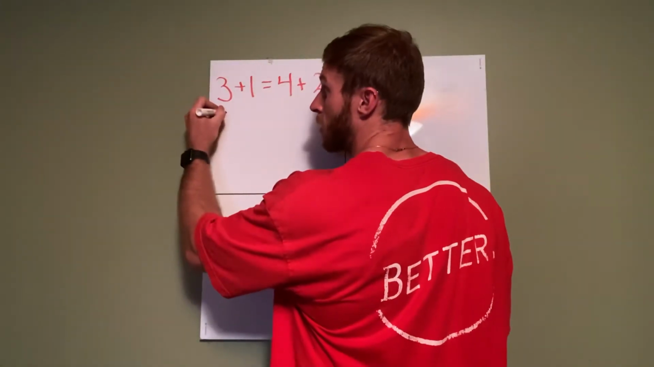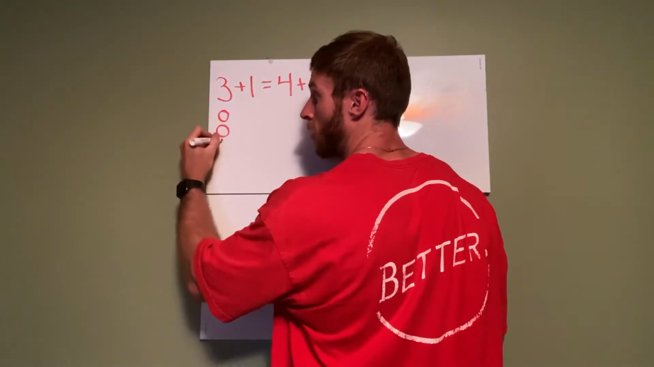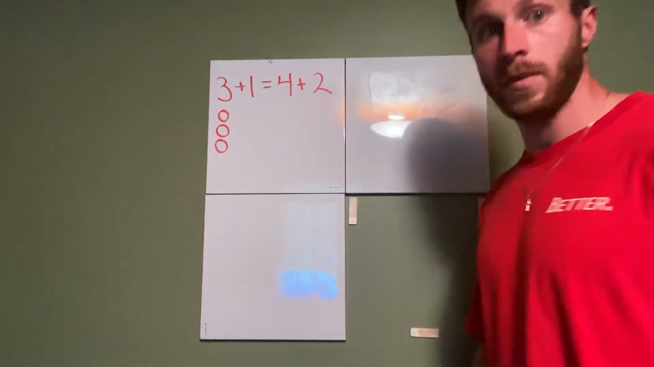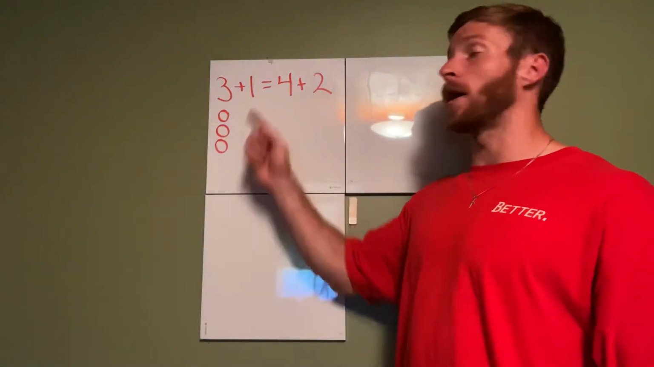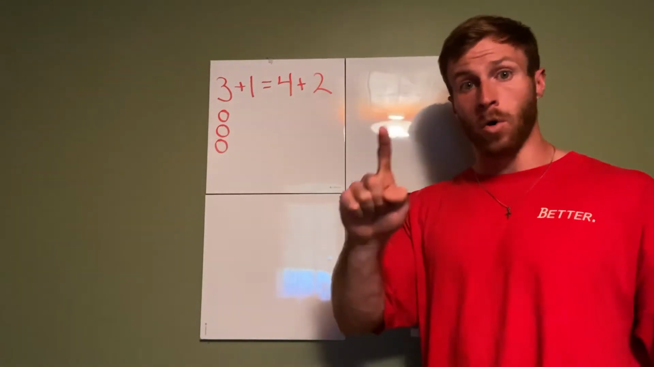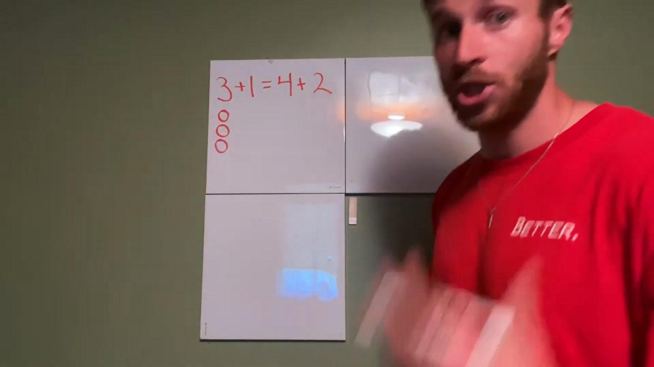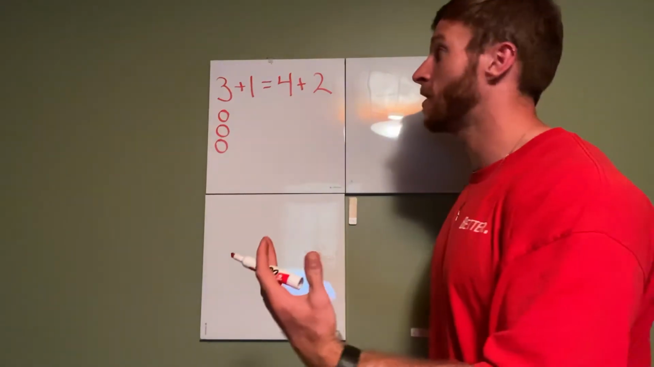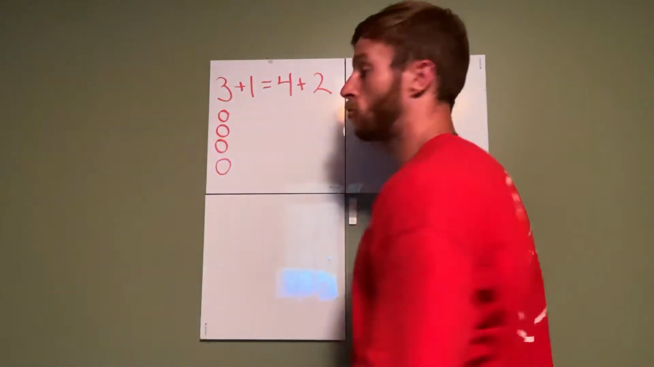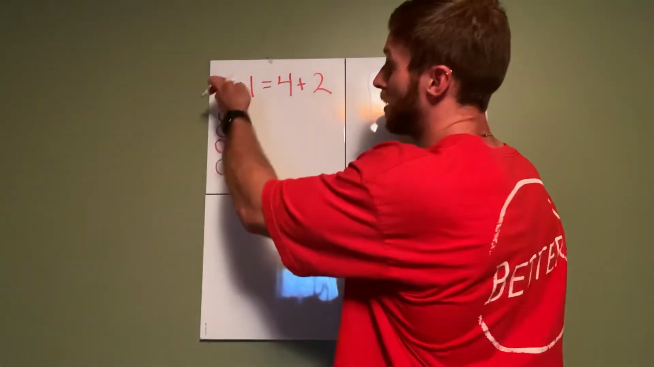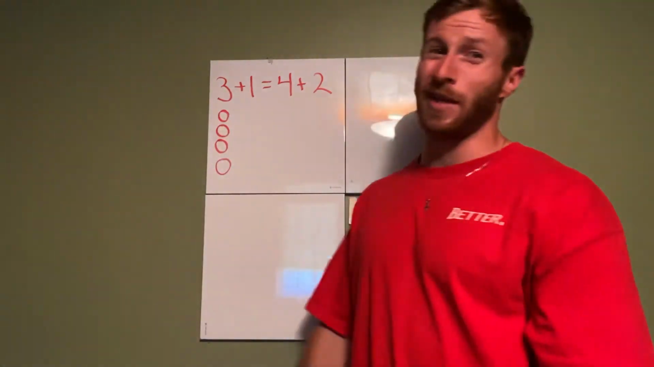Our first number is 3. I'm going to draw 3 circles. Then it says plus 1. So I need to draw one more circle or one more shape. Okay? Because I like to see my two different parts. If I drew a circle there, I'd see 4 circles under my number 3. That wouldn't make sense.